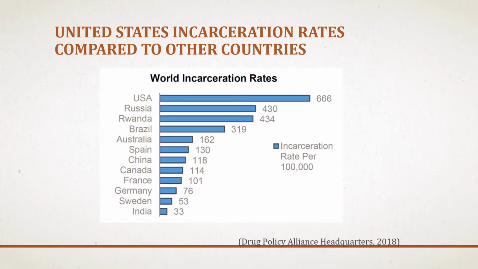Slide 6 is a graph showing the incarceration rates of the United States when compared to other countries. The United States has the highest rate of incarceration when compared to other developed countries. The U.S. incarcerates 666 individuals per 100,000 people. Russia was the next with the incarceration rate of 430 individuals incarcerated per 100,000 people. On this particular chart, India was the lowest with 33 individuals incarcerated per 100,000.